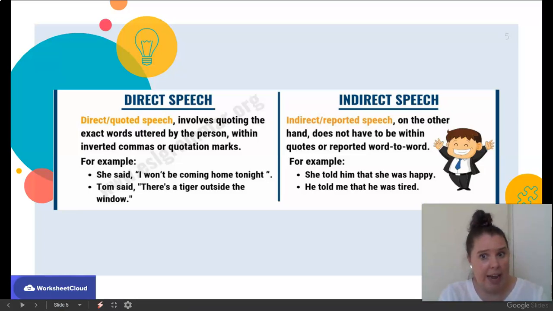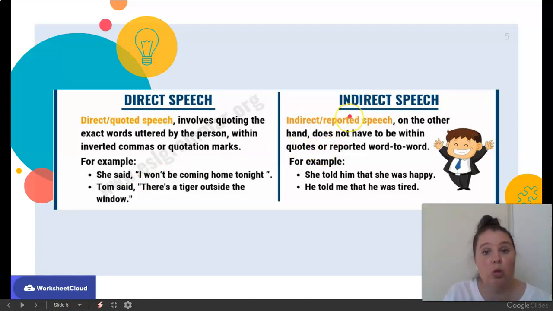So what is direct and indirect speech? Direct speech is the exact quoted words coming from the person's mouth as they are saying them. She said, "I won't be coming home tonight." Tom said, "There's a tiger outside the window." So those are exact spoken words at that moment by whoever she is and by Tom. You'll notice inverted commas or quotation marks. You'll also have a comma to show that now the direct speech is starting.